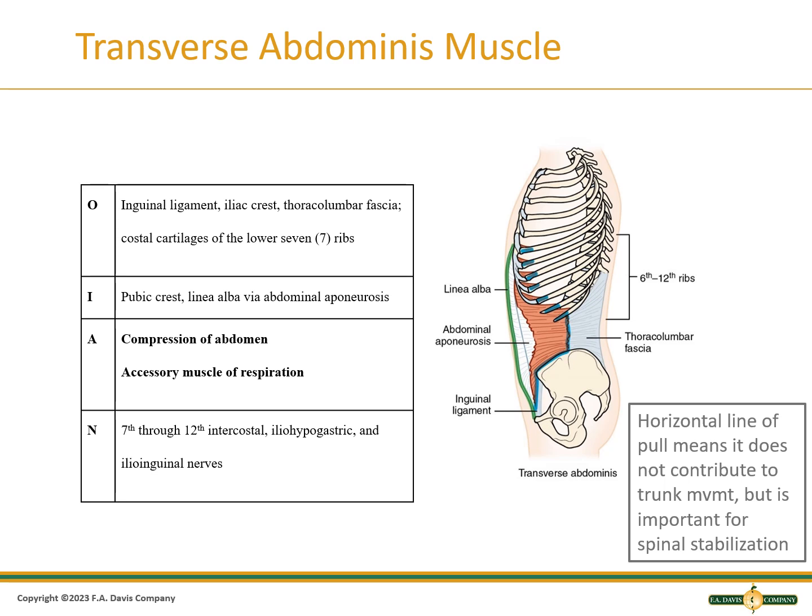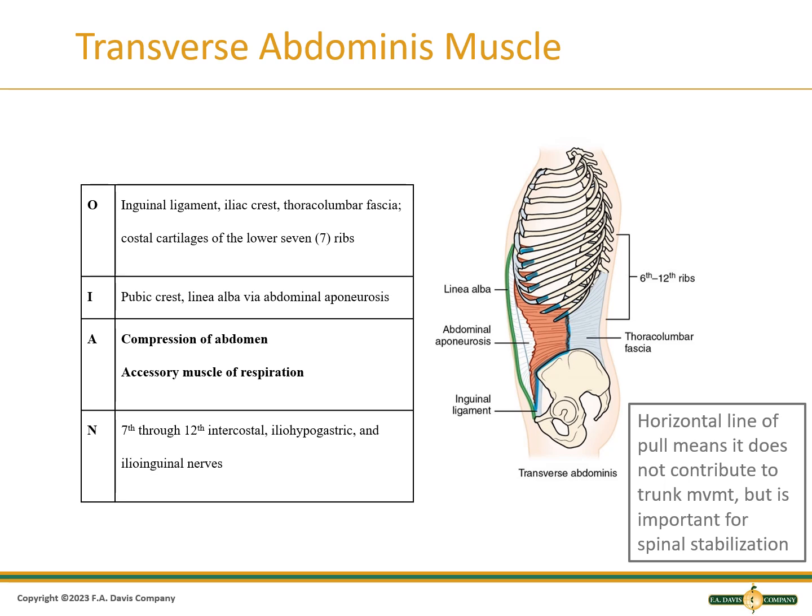Transverse abdominis runs deep to our internal oblique, so it's a very deep muscle, and it also runs horizontally, so it doesn't contribute to trunk motion. It doesn't help with trunk flexion, even though it's an anterior muscle, because its fiber line of pull is horizontal. It's not going to pull our sides closer together, but it creates tension within our abdomen that helps to stabilize our spine in a very important way.